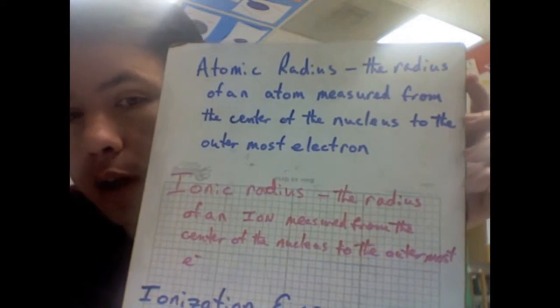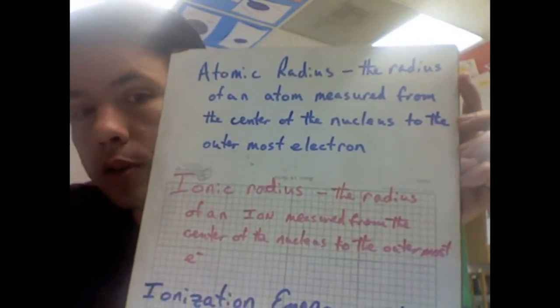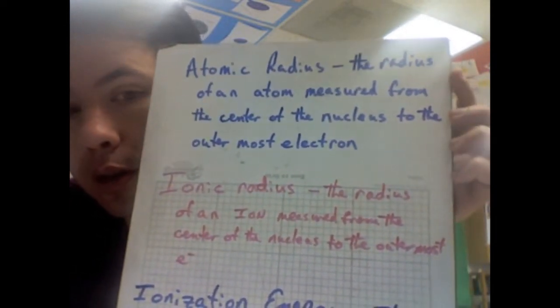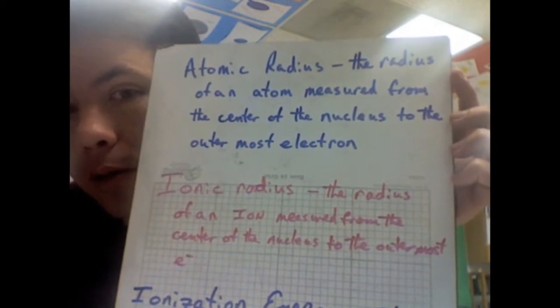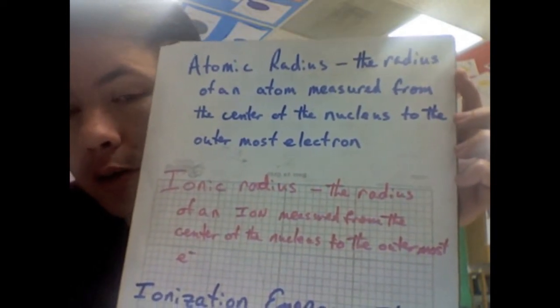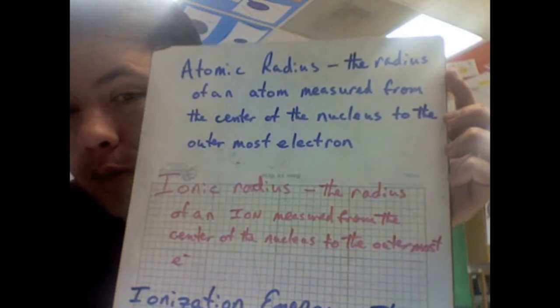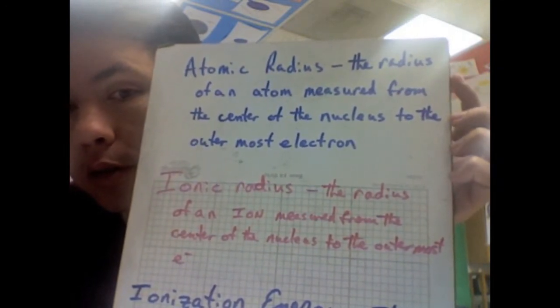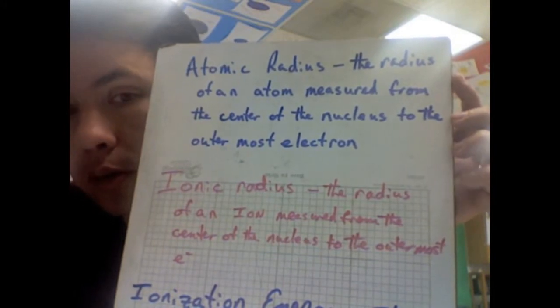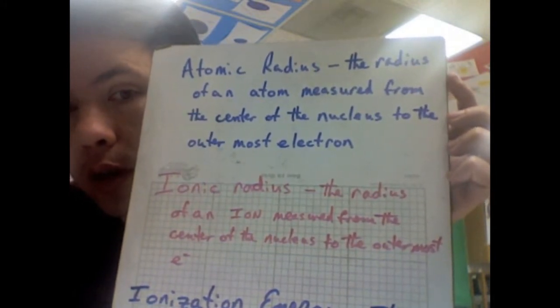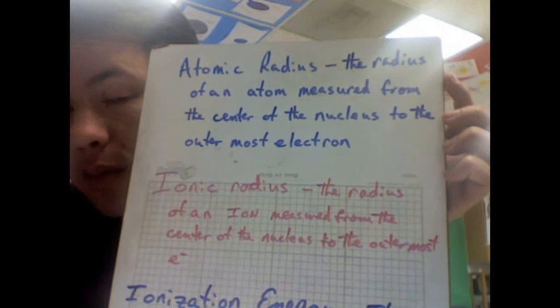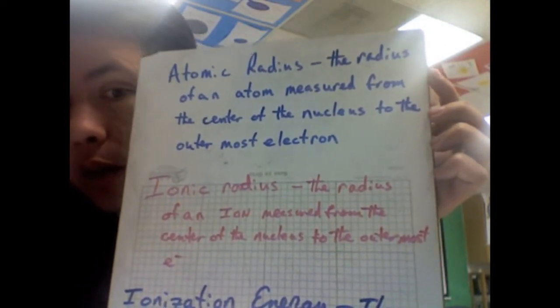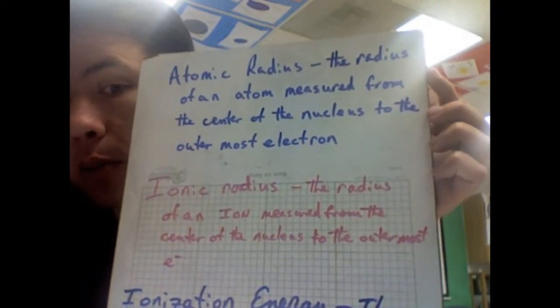So after it's lost an electron, which is going to be bigger? An ion that's lost an electron or the atom before it's lost an electron? Okay, so if it's losing electrons, overall the atom is going to be smaller. If it's gaining electrons, overall the atom will actually get bigger.